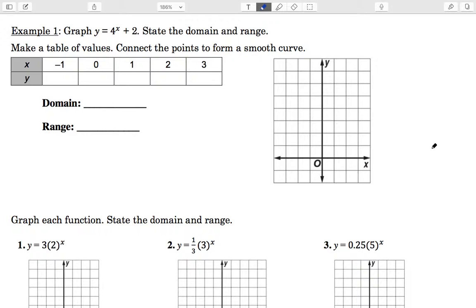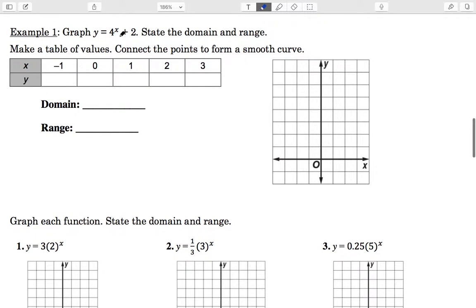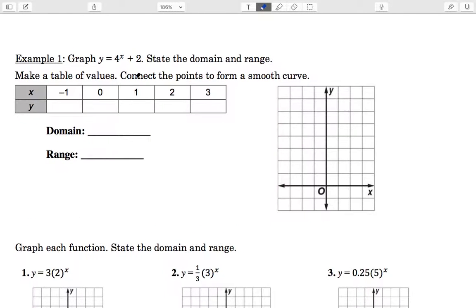Okay, graph 4 to the x plus 2, state the domain and the range. Alright, so when I look at this, it's important that you be able to recognize a couple things. One, this is the exponential part. I'll just call that the exponential part. And this then is your vertical change, or your horizontal, I'll write it in capital letters. This right there is your horizontal asymptote.